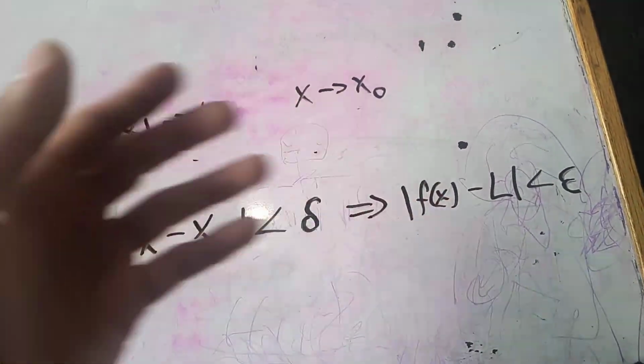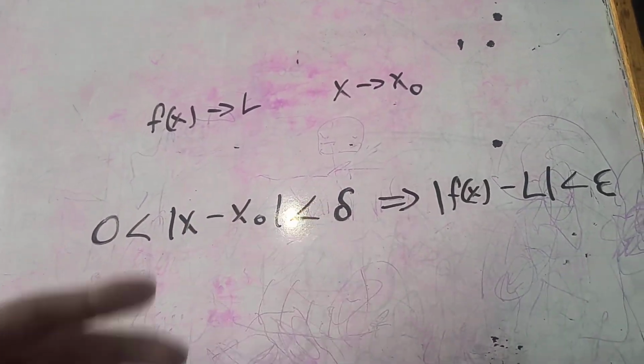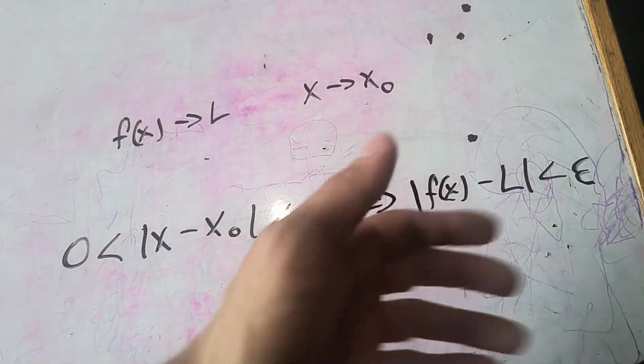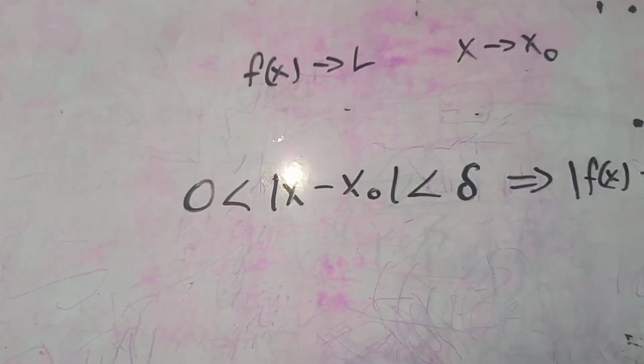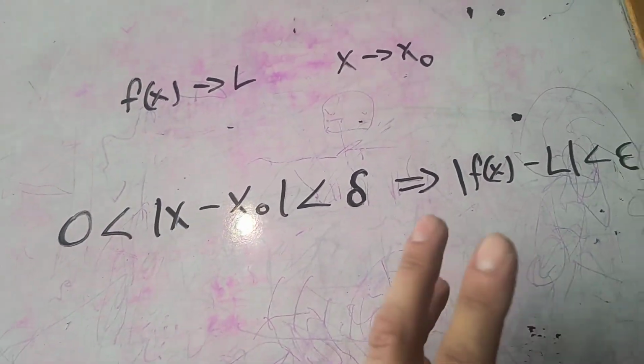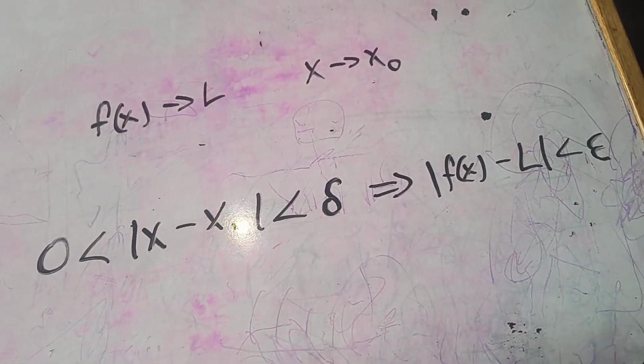So this is the formal definition of a limit. This is saying that as the distance between x and x naught gets closer, f of x gets closer to L. Okay, we're going to see examples. I'm going to show you examples. Don't worry, okay. How to find the limit, to prove the limit. So it's cool.